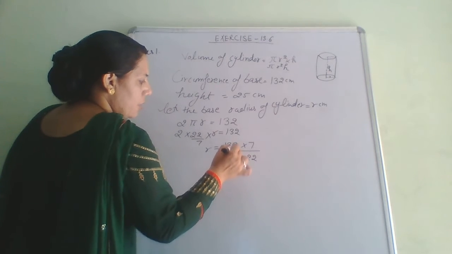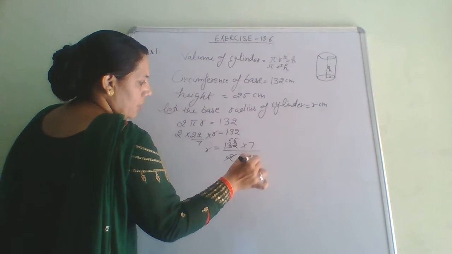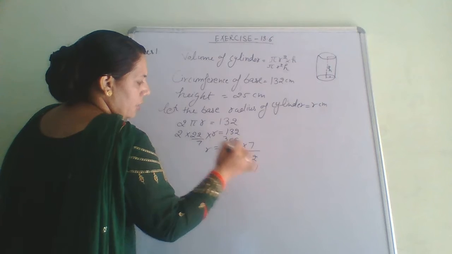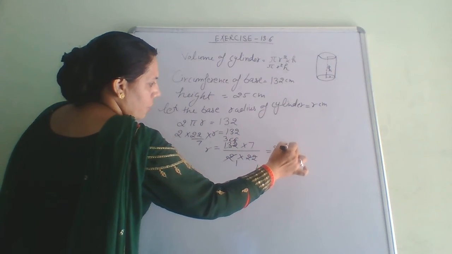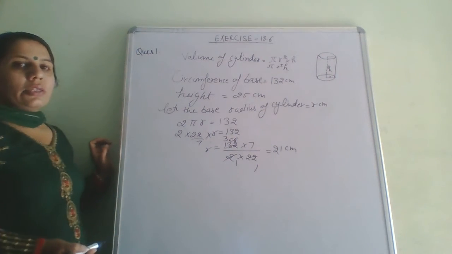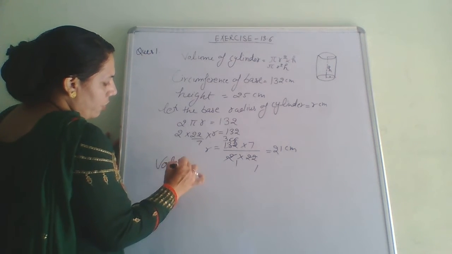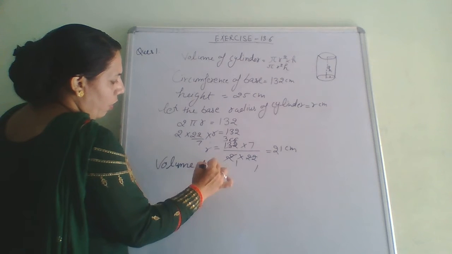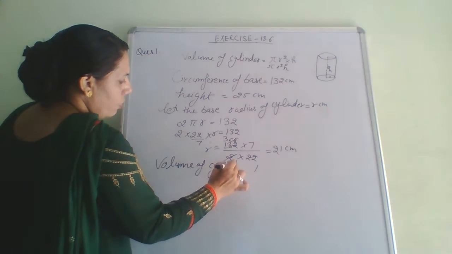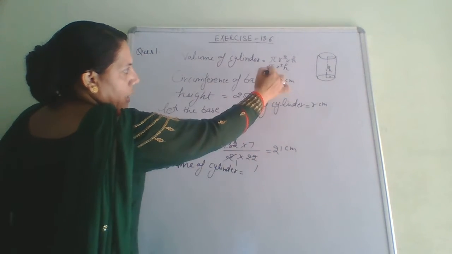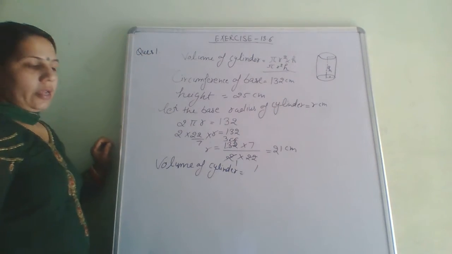So you can cancel this. 6 ja, 6 ja, 1 ja, 3 ja. So from here you are getting r equals 21 centimeter. After that you can find the volume of the cylinder. So you will use the formula pi r square h.